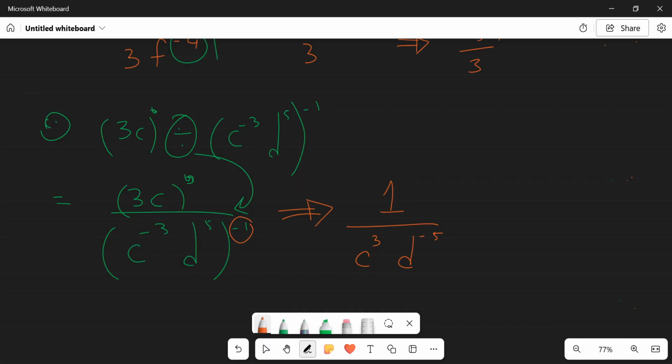Okay, now what? Now we need the exponent positive. So c is already positive, but d is negative, so just change the position of d. d right now is in the denominator. When it goes to the numerator, it will turn into positive, and c to the power 3 will remain as it is in the denominator. So this is the answer, right?